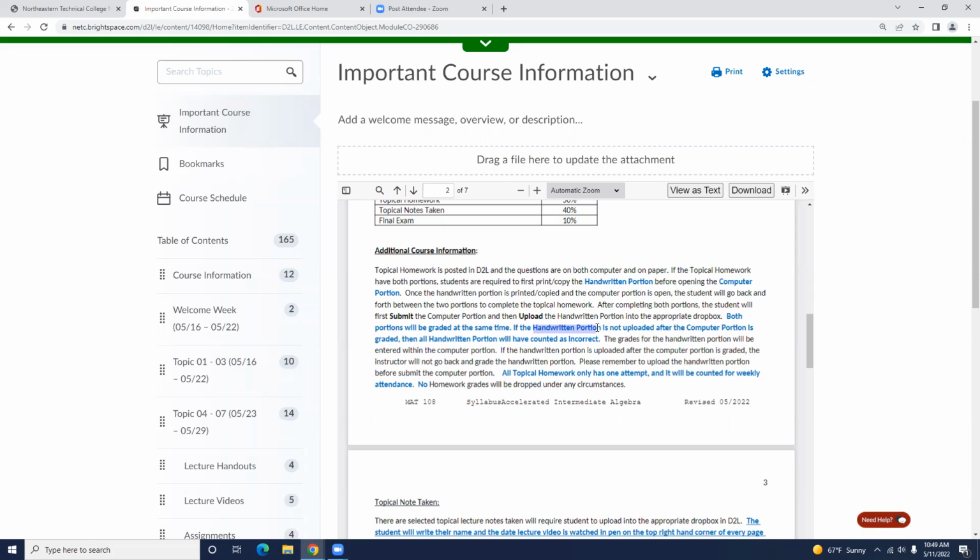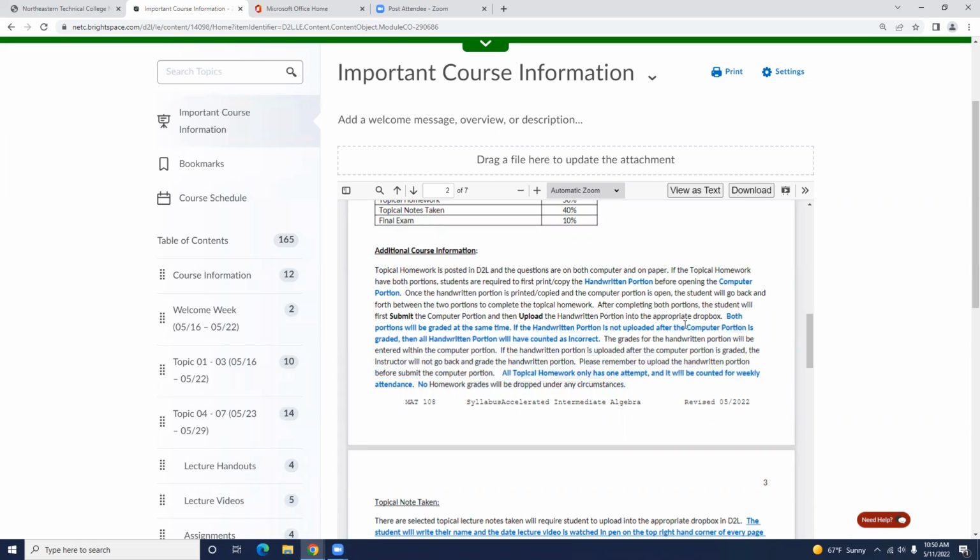Okay, or back to back. If you are not ready to upload the handwritten portion, I would suggest you do not submit the computer portion, because technically you have not completed both portions of the homework assignment. So make sure the handwritten portion is complete and the computer portion is complete, then you submit the computer portion and also upload the handwritten portion.